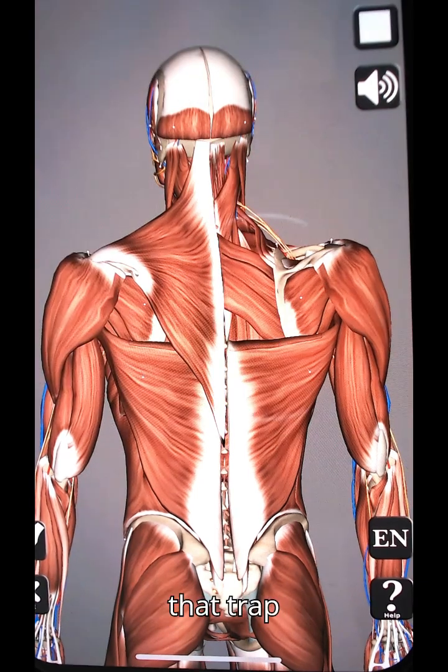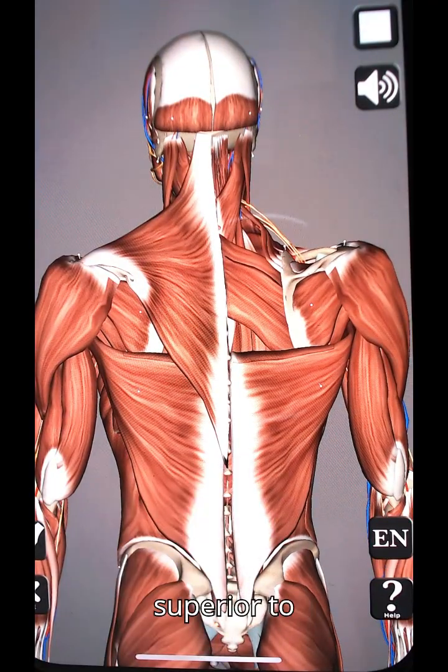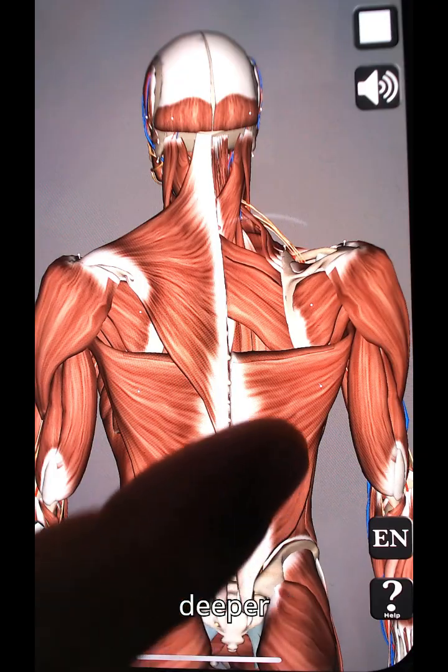I'm going to get rid of that trap because we're going to move on. We're going to continue working, and we're working from superior to deep. So these are the outer muscles to the deeper muscles.